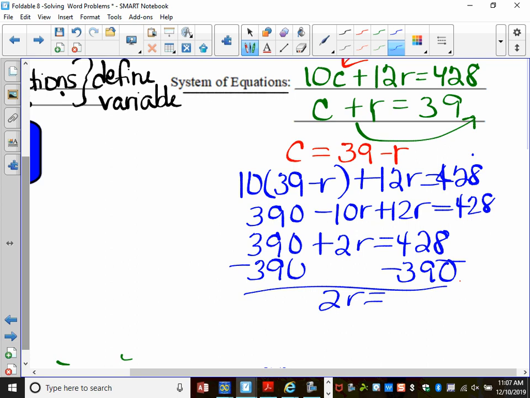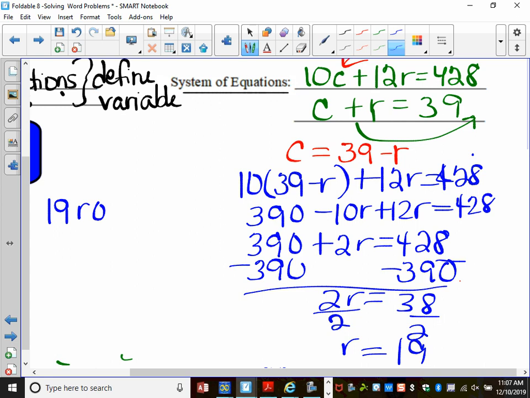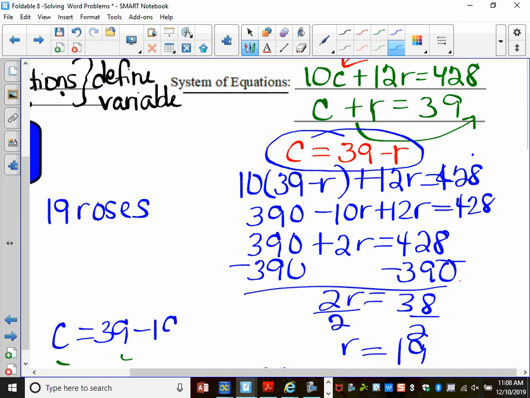38. Okay. And then when I divide, how many roses do I have? 19. So you would say 19 roses. Remember I said we have to use words now. Okay, 19 roses. And then I'm going to go back here to get my carnations. So C equals 39 minus 19. So C equals 20. So I'm going to put up here 20 carnations.